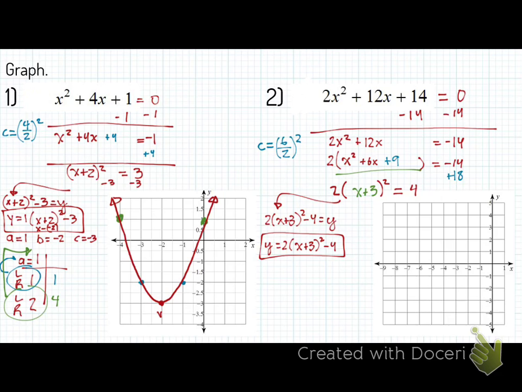Okay, now we all know A, B, and C. What's A on this problem, everyone? 2. Good. What's B? B is negative 3. Good. C is? Good. Okay, cool. So now we could plot our vertex. Our vertex is negative 3, negative 4. So we go to negative 3, down negative 4, so we know we're going to focus on this point right here. Is it going to open up or down, everyone? Up, right? Because we know it's positive.